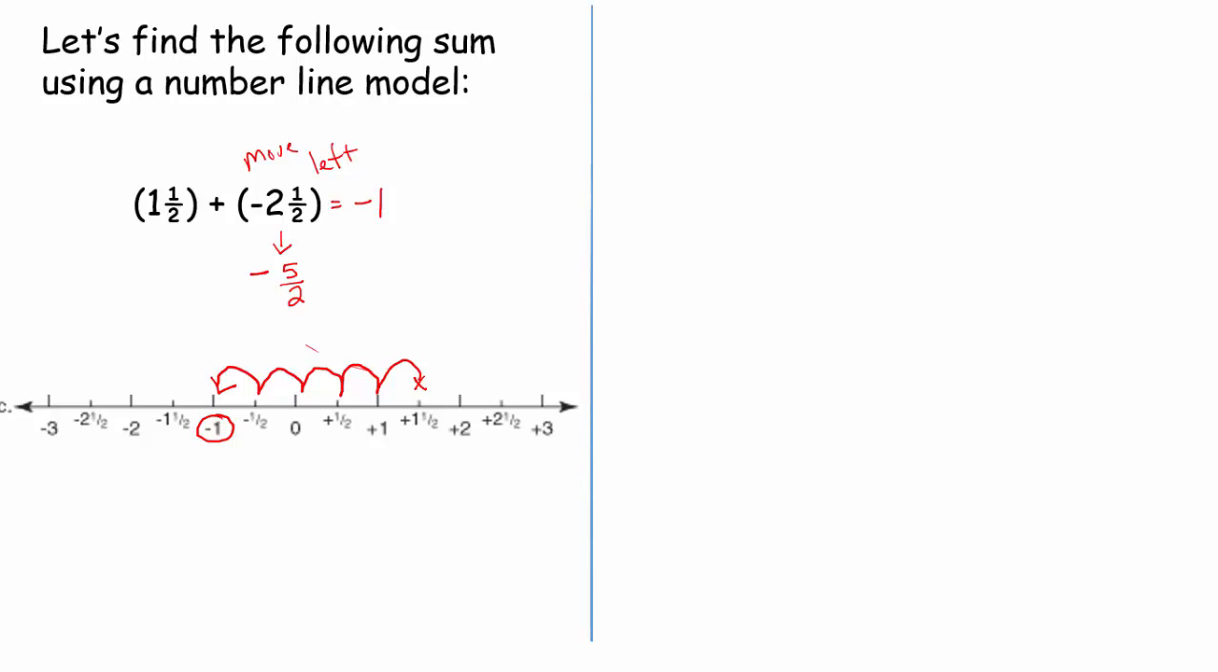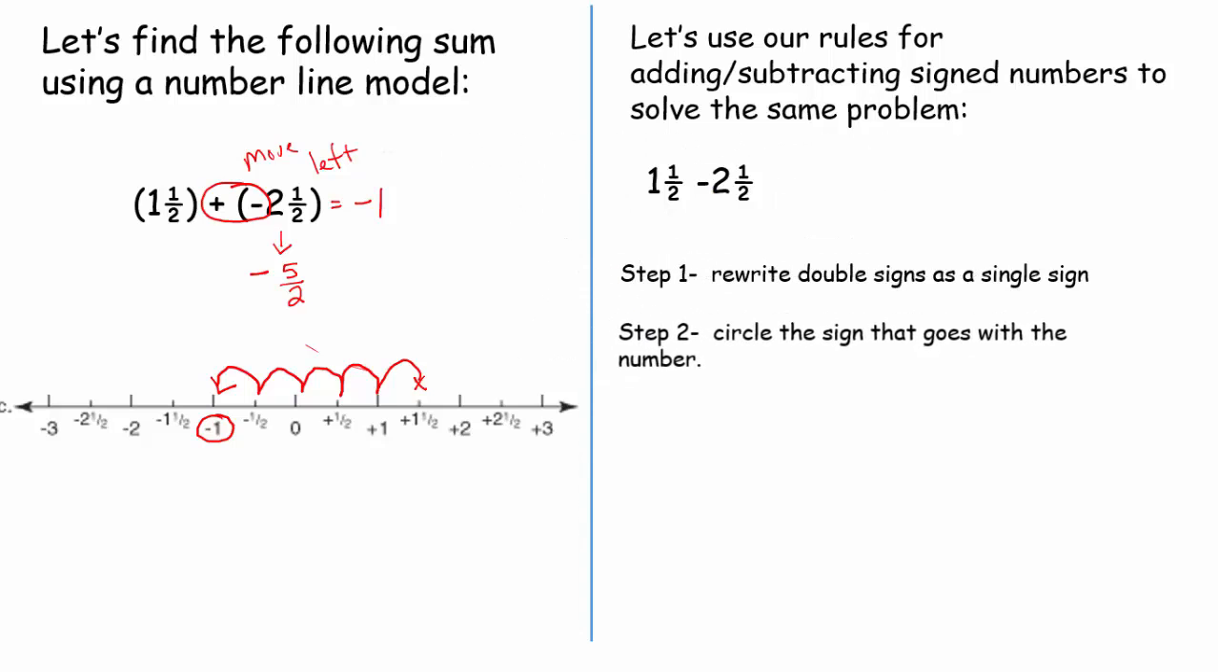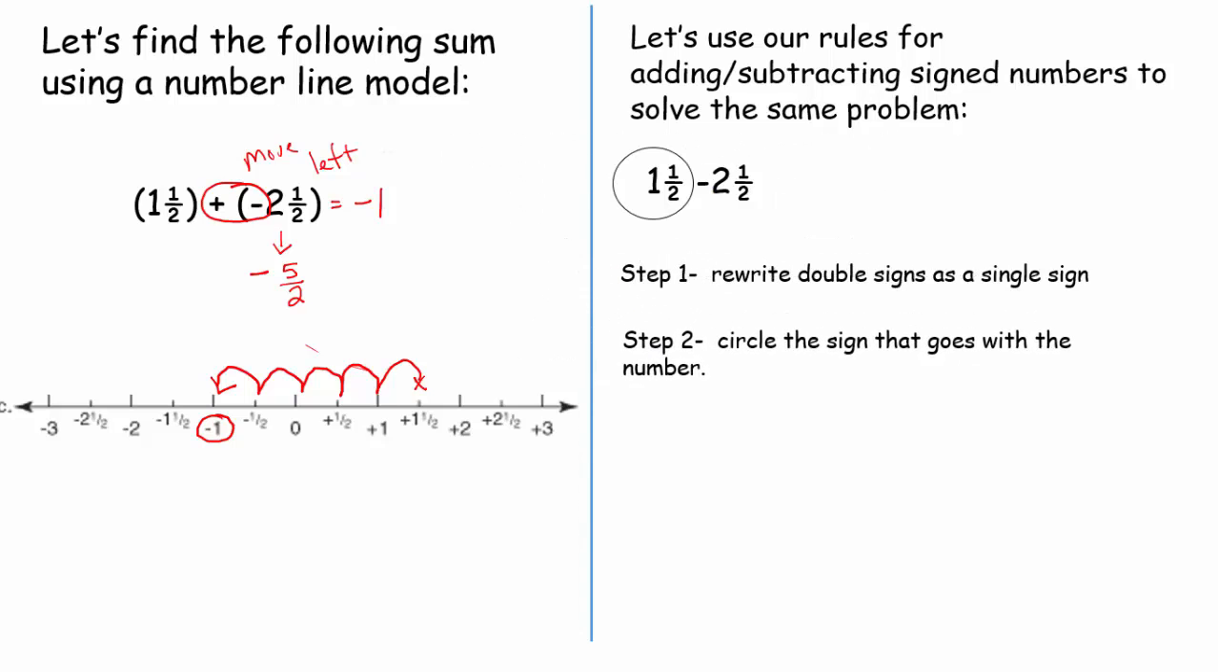Let's go ahead and do the same example using our rules for adding and subtracting signed numbers. First thing we need to do is rewrite double signs as a single sign. So what I did in that first step is I took plus a negative and I knew to just make that a minus. Then we're going to circle the sign that goes with the number.